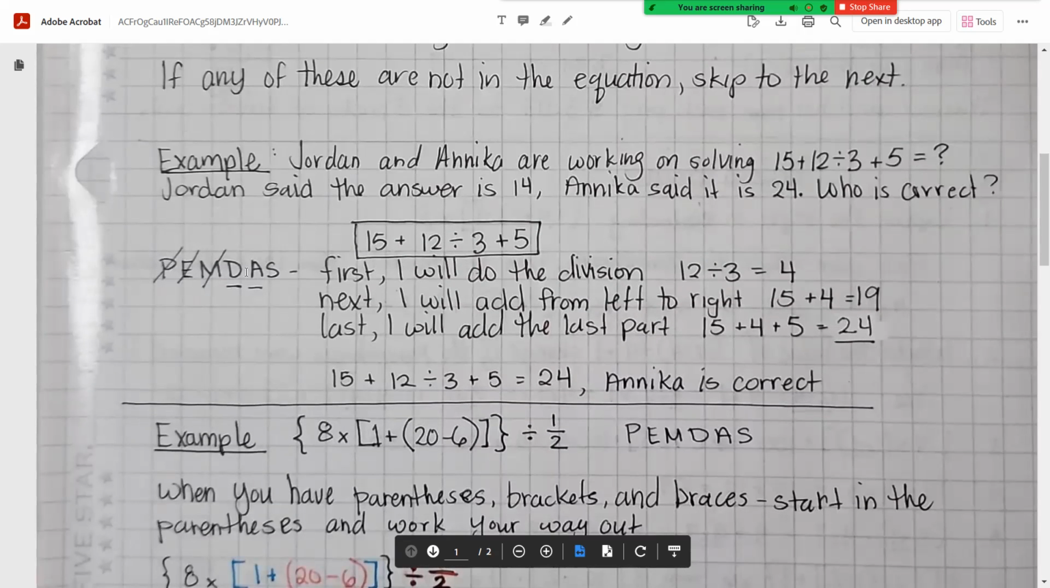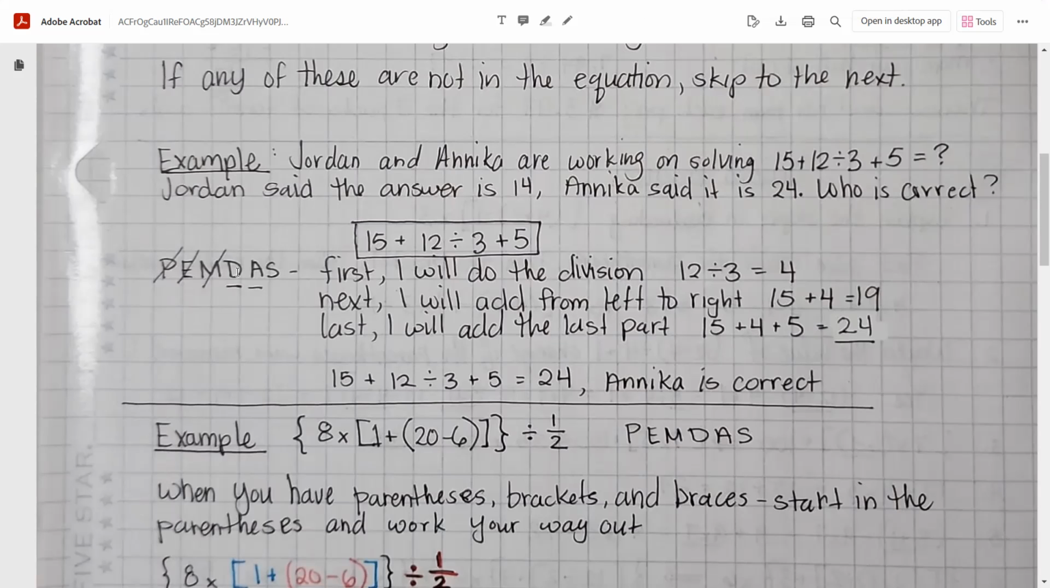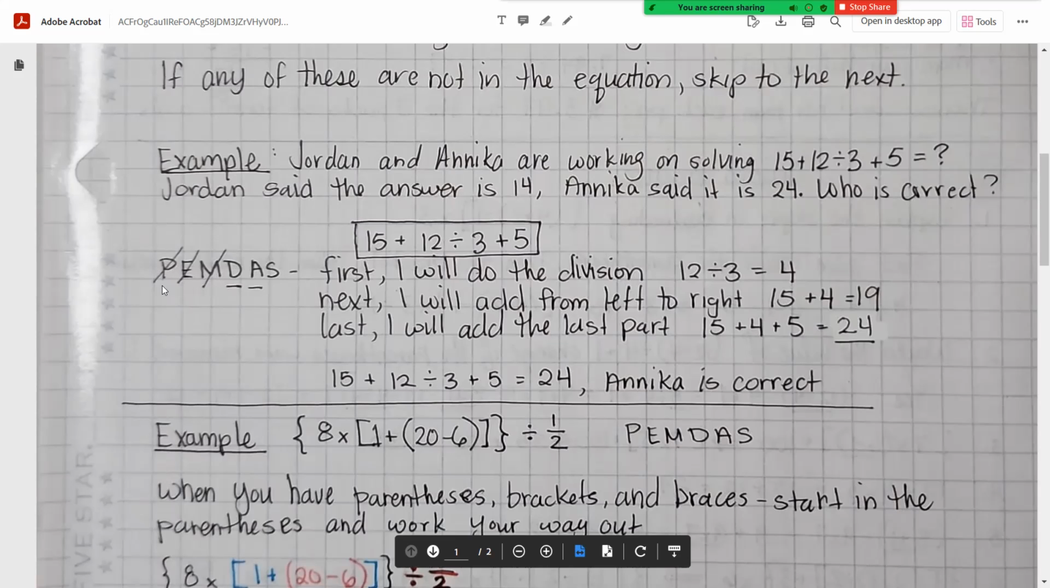So our first example says Jordan and Annika are working on solving 15 plus 12 divided by 3 plus 5. Jordan said that the answer is 14, and Annika says that it's 24. Who is correct? So I wrote out over here my PEMDAS. I don't have parentheses. I don't have exponents. I'm not multiplying. I know there's a division and there's some addition. So first I'm going to do the division. So the 12 divided by 3. I know 12 divided by 3 equals 4.